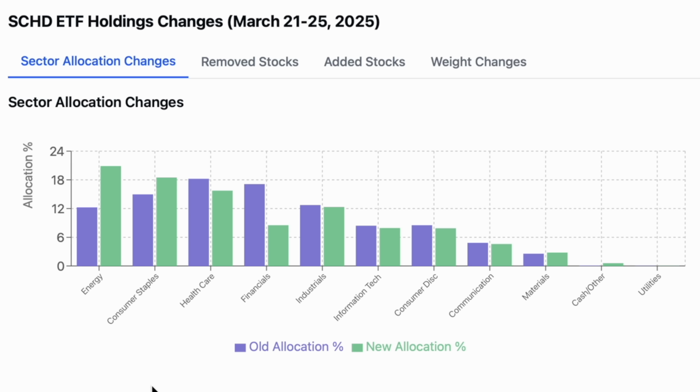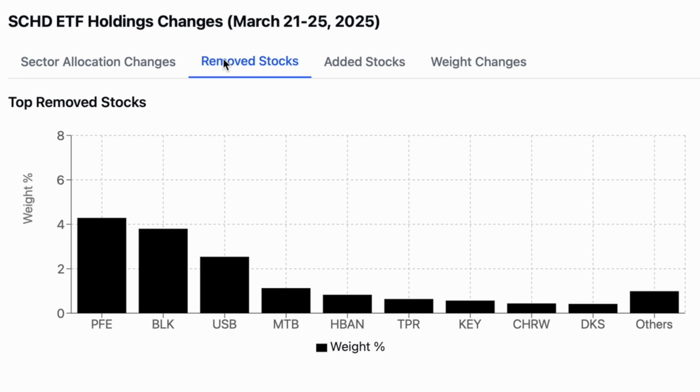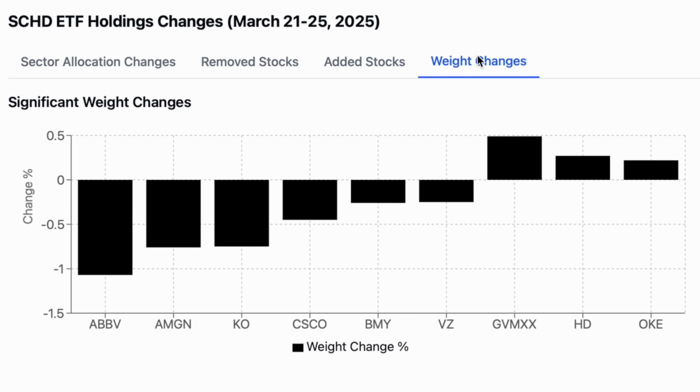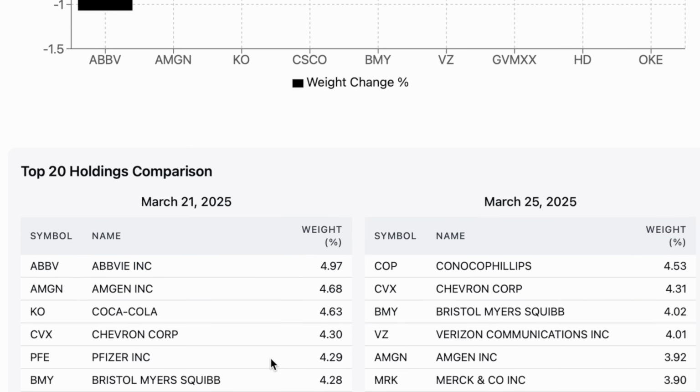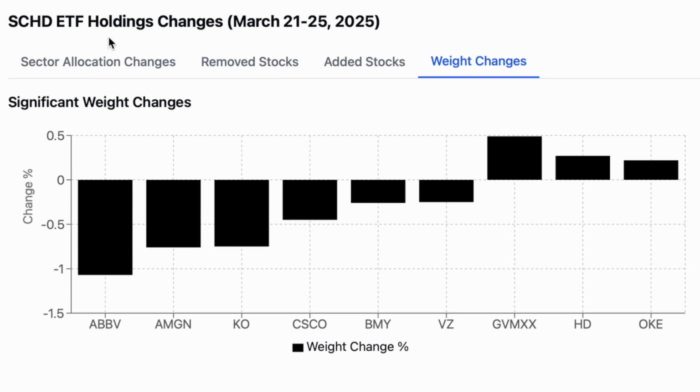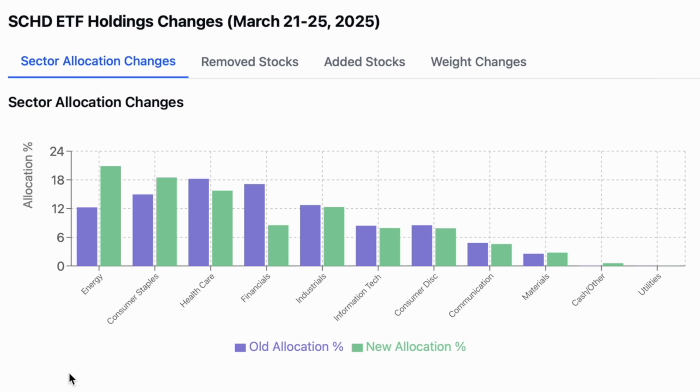Now, I specifically asked Claude for these things. I wanted to see how the sector changes. I wanted to see the stocks that were removed, at least the high-weighted ones, the stocks that were added, again, at least the high-weighted ones, and then stocks that stayed but had their weight change by quite a bit. In addition to that, we have our top 20 holdings comparison and then just some basic key findings. But let's go ahead and start with the allocation changes because I think this is one of the more interesting parts of this.